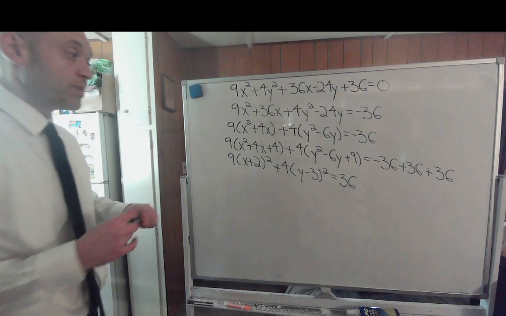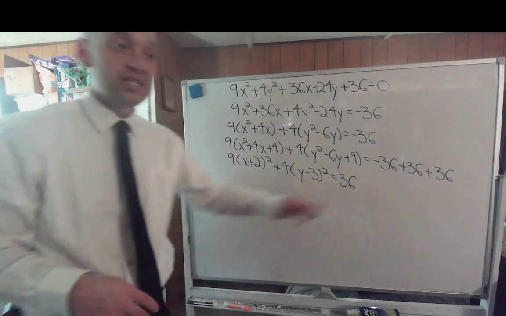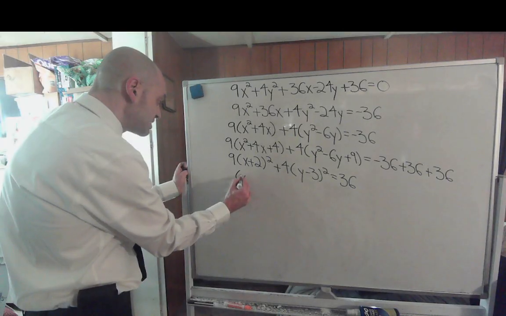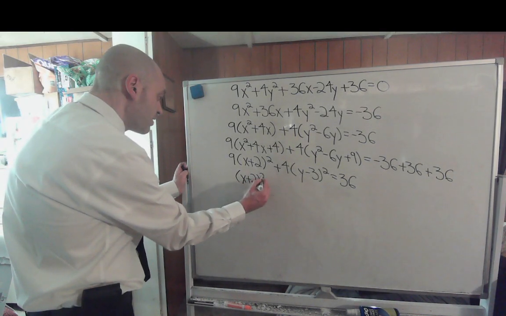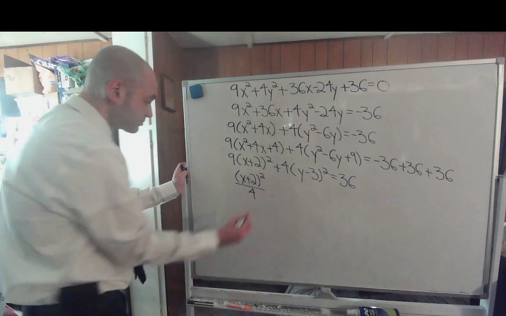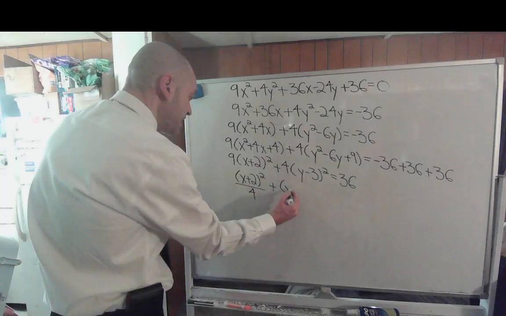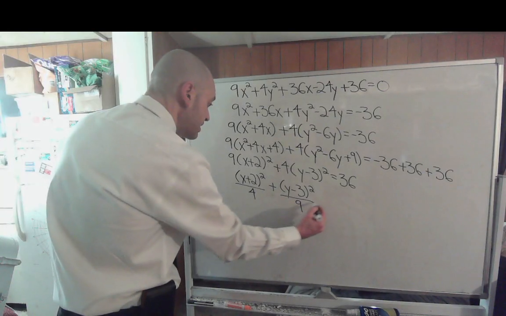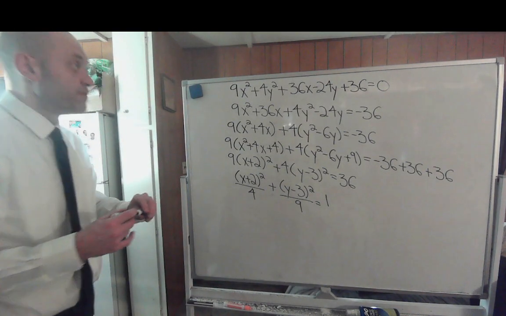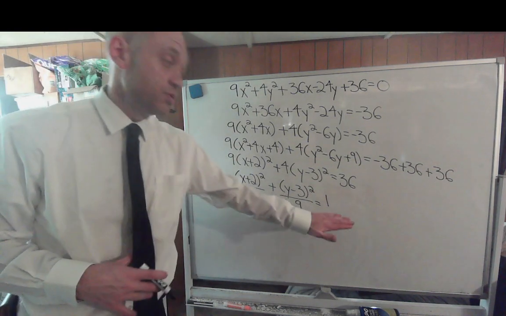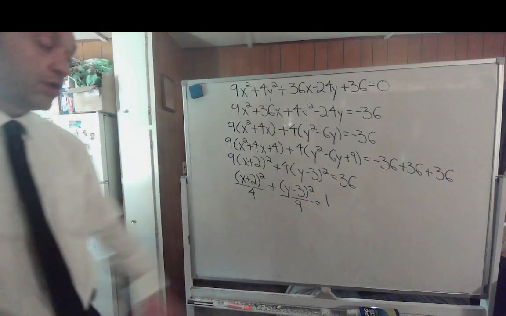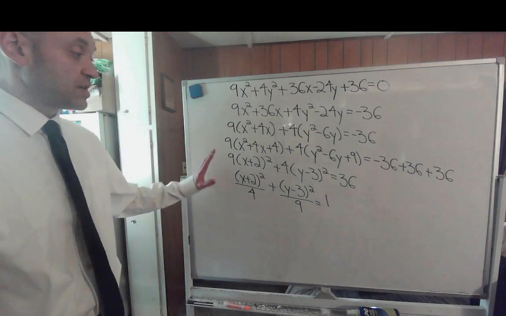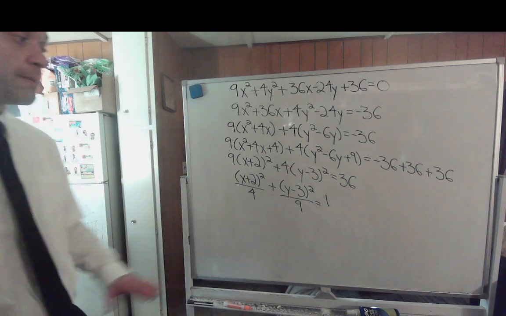We're almost there. All we have to do now is divide both sides by 36 to get the right-hand side to equal 1. What you're left with is x plus 2 squared all over 4 plus y minus 3 squared all over 9 equals 1. Now you have a format for the parabola, not the parabola, the ellipse that you can work with. This is definitely not a parabola, not even close. So now this equation of the ellipse is in standard form.